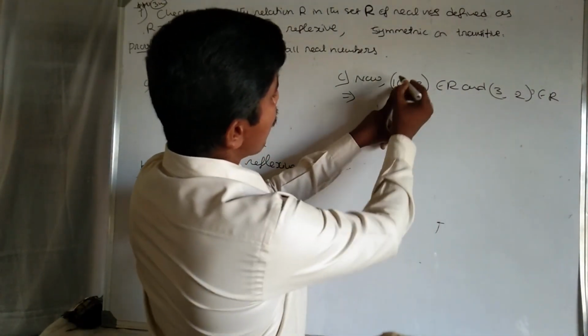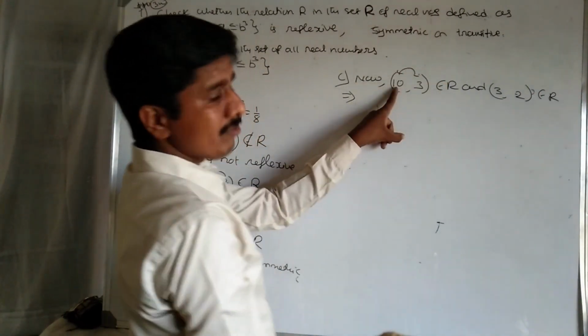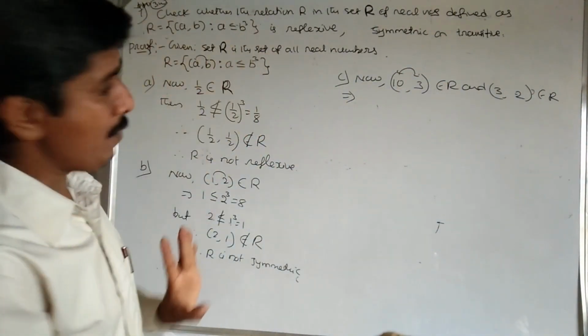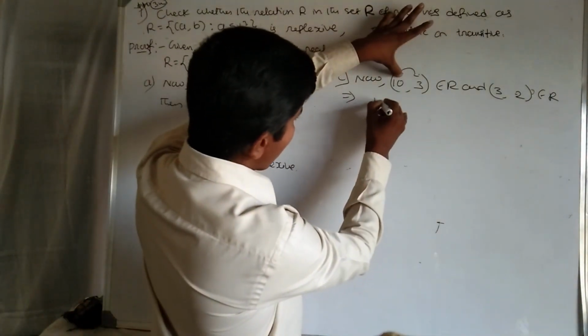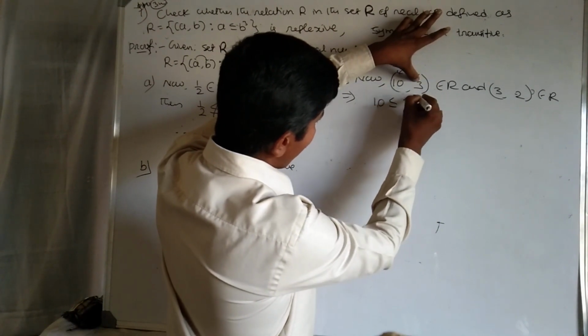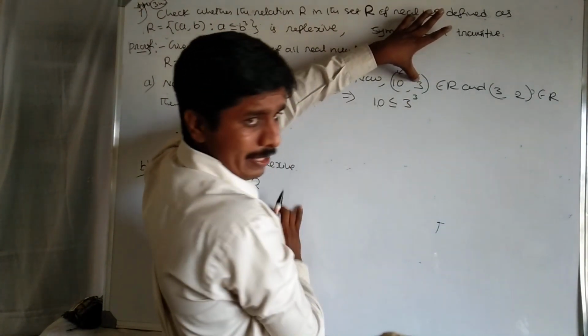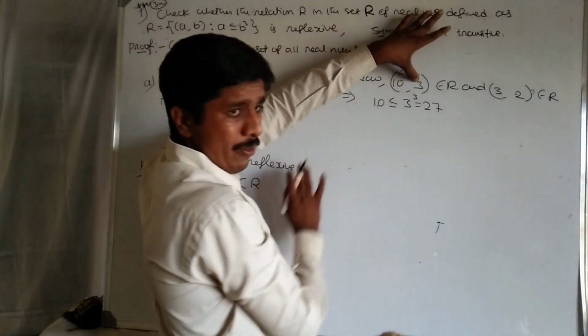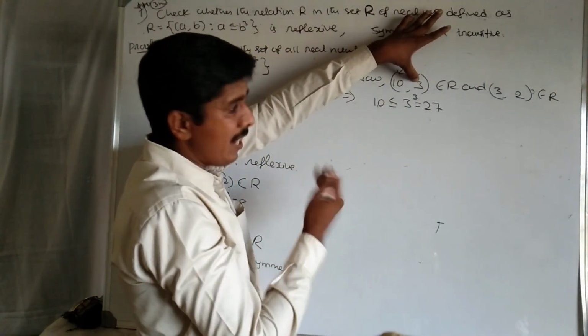Now write the relation between the first and second element. What is the relation? The first element is less than or equal to the cube of the second element. Here the first element 10 is less than or equal to the cube of the second element 3. 3 cube is 27. 10 is less than 27. True.